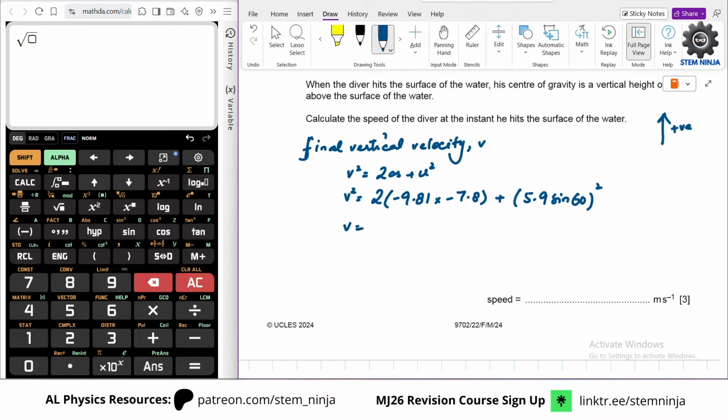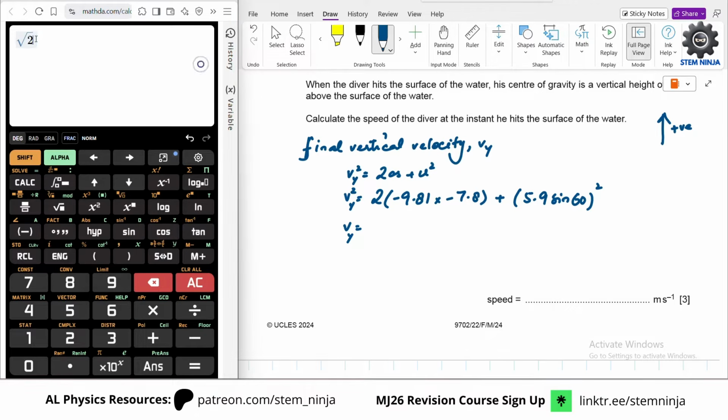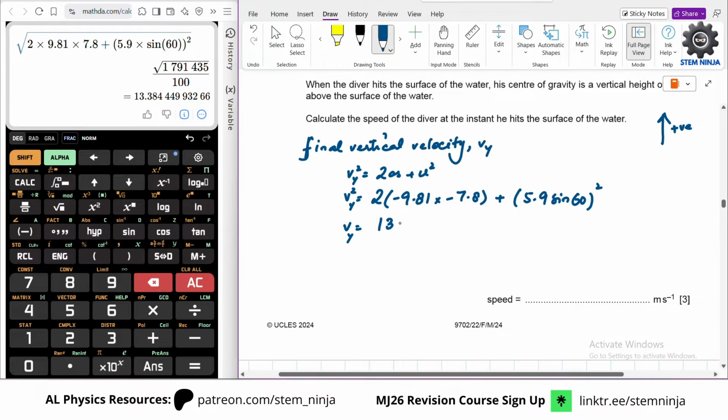So when we want the final vertical velocity, let's call it Vy. Okay, so 2 times 9.81 times 7.8 plus 5.9 times sine of 60, whole squared. We get this value, 13.384. Actually this is not the value that we want.